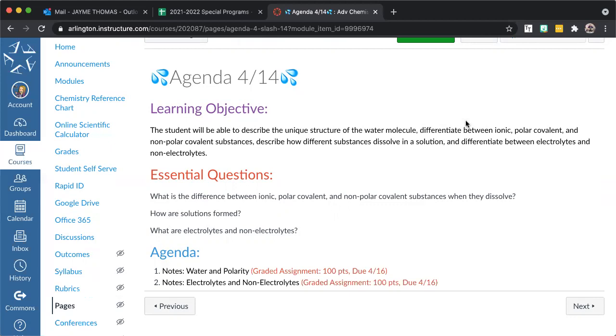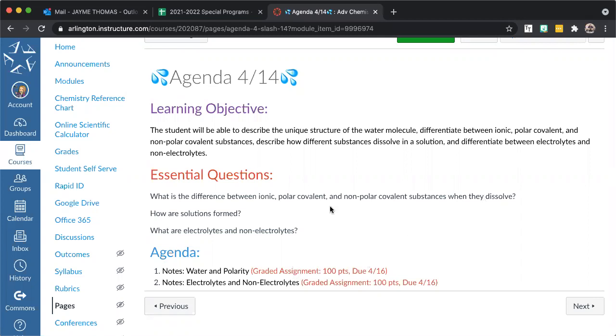Then we're going to talk about solutions and how solutions form and how different things dissolve, because different substances, depending on what type of compound it is, like if it's an ionic compound or a covalent compound, are going to dissolve in water differently. So we're going to talk about the process for how those different types dissolve. And then based on if it's ionic, polar covalent or non-polar covalent, we're going to talk about how that relates to electrolytes and non-electrolytes and what those things mean.